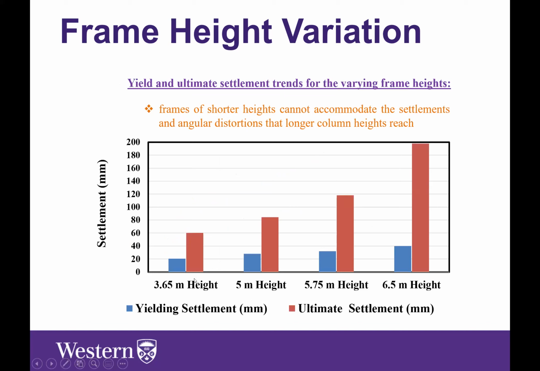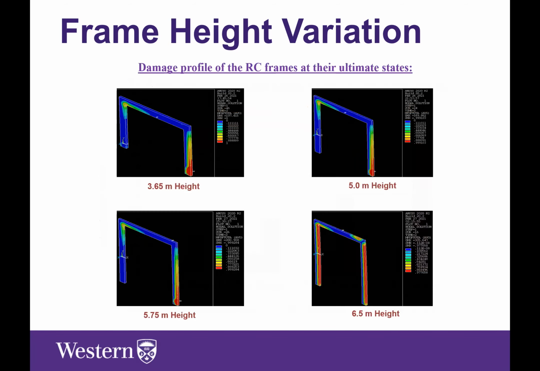Over here, this is a comparison of the yield settlement and the ultimate settlements. So again, same thing we said before, angular distortions are higher for taller columns. So you're able to go further and accommodate further displacements, basically. And yeah, over here you can see the damage profile.